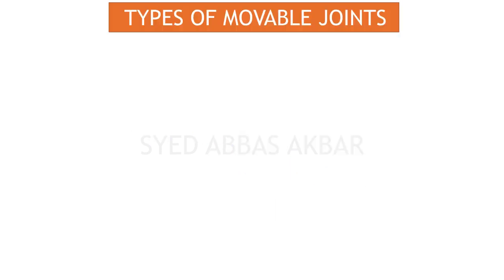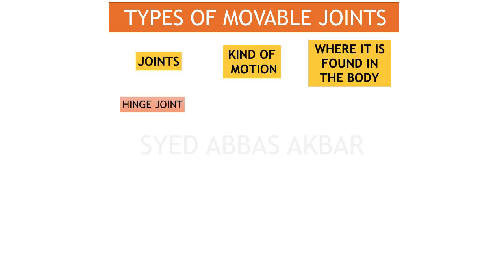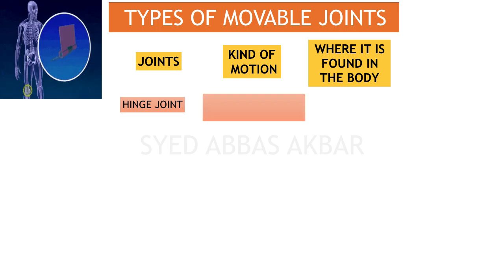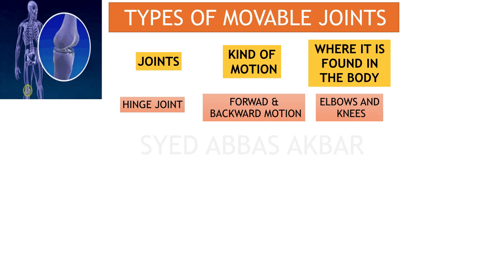Now let us talk about the types of movable joints. Hinge joint. This type of joint allows only back and forth movement. Hinge joints are found in the knees, elbows, fingers and toes.